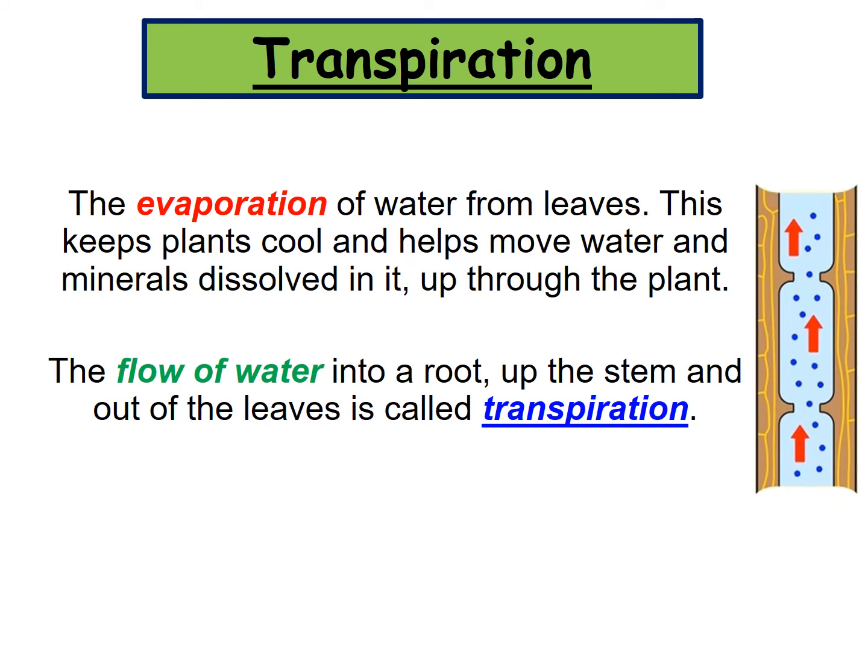Transpiration is the evaporation of water from the leaves. This keeps the plants cool and helps move water and minerals dissolved in it up through the plant. The flow of water into a root, up the stem and out of the leaves is called transpiration. This process is very important as it can affect how turgid or flaccid plant cells can get, which can eventually affect the rate of photosynthesis in a plant.